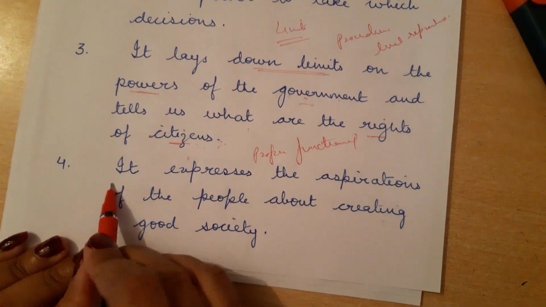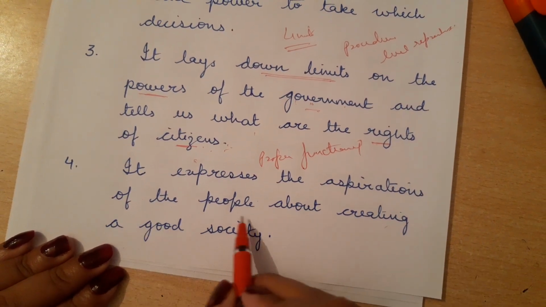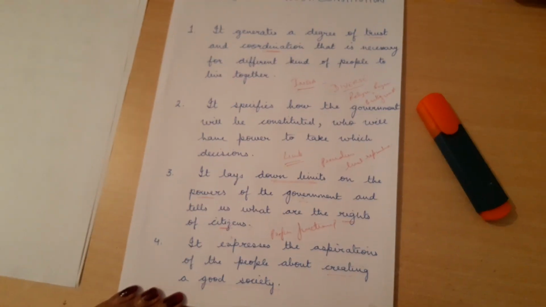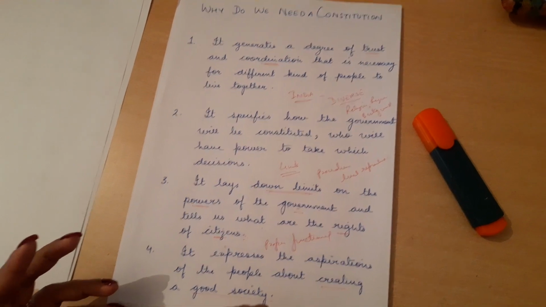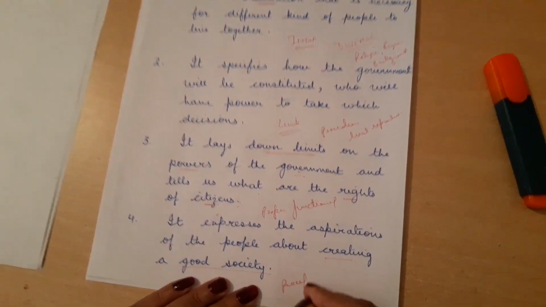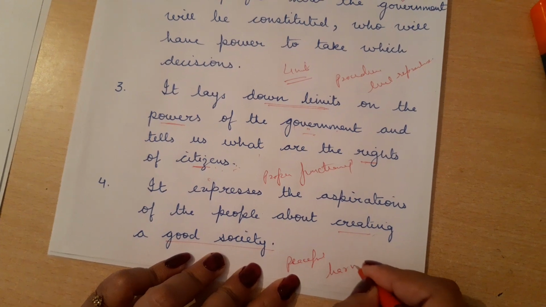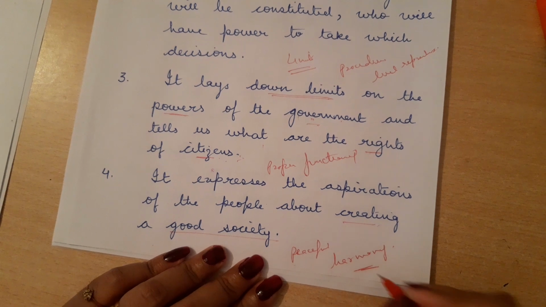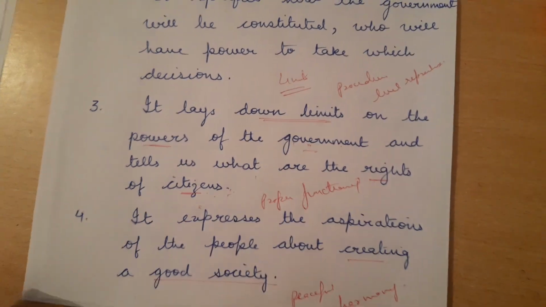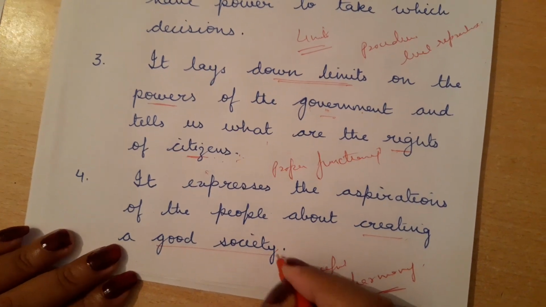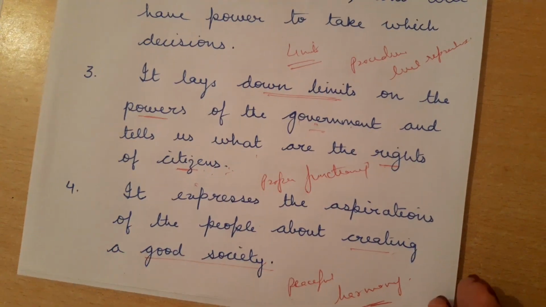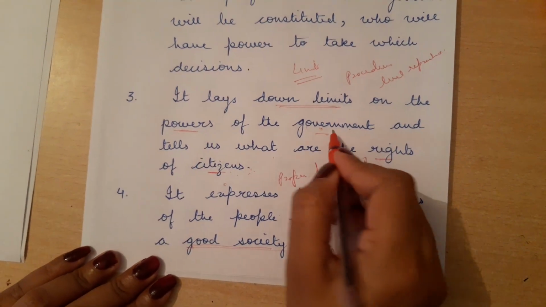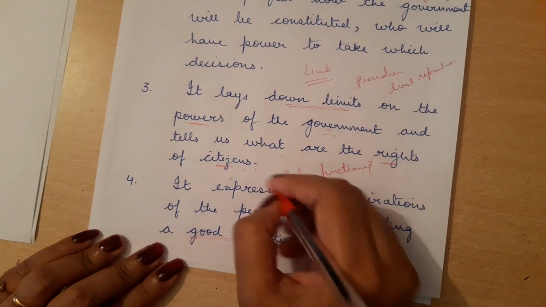Clear? Now for that, it expresses the aspirations of the people about creating a good society. It is very important to create a good society, because where we are living, if you are not peaceful, you are not living in harmony, then what will happen? You will have a lot of resentment in yourself. You will not feel good. You will have so many worries and irritations as well. So to be a part of a good society is very important for the government and citizens to both work together.